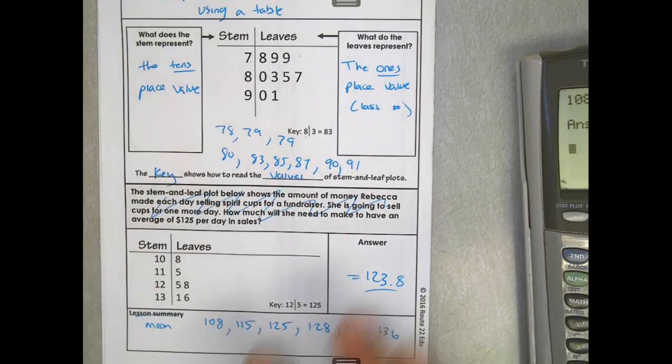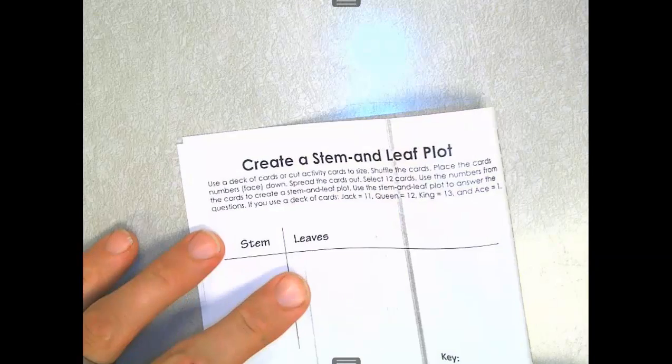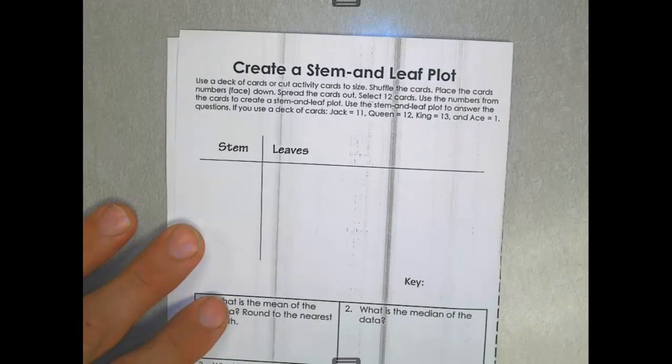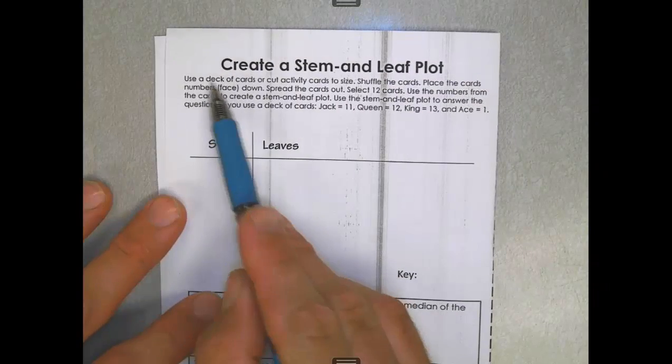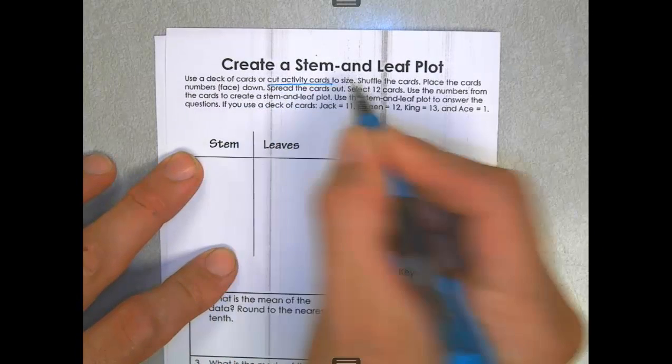Okay, so what I want you to do next is this activity. Once again, another foldable, so we can fold this in half. We only need half of this here. This activity is to create a stem and leaf plot. So we're going to read these instructions. It says, use a deck of cards or cut activity cards. We do not have enough cards, so we're going to cut these activity cards.